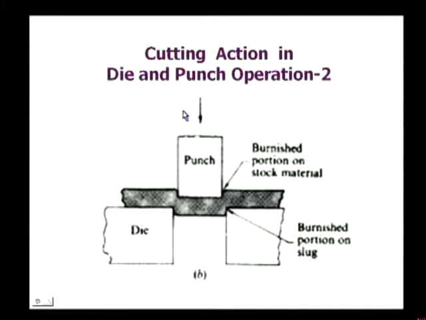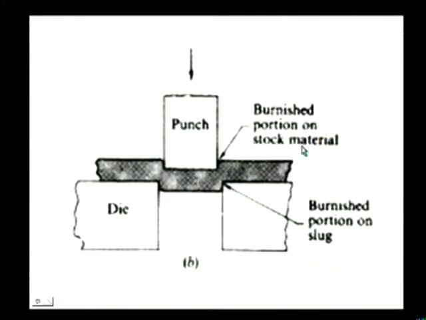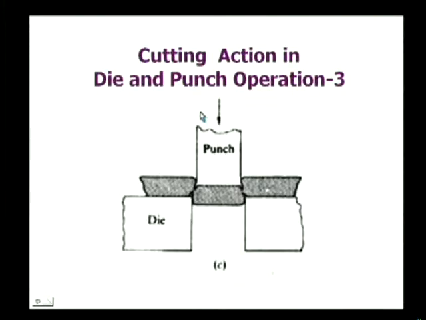You can also see this diagram. And as the punch further advances, the portion here gets burnished to some extent, and also at the lower end. And now the burnished portion on the stock material can be seen here, and here the burnished portion on the slug. So, this is the slug, this can also be seen here. And as the punch further advances downwards, this is the position. And if the punch further moves downwards, it can be seen that the slug gets separated from the stock material and is ready to fall down.